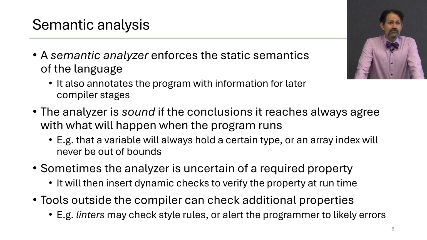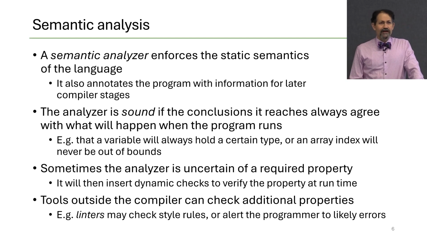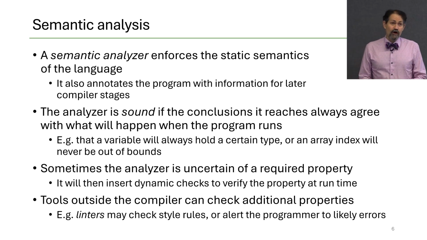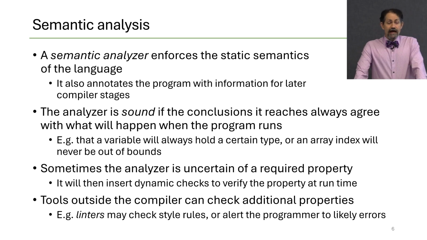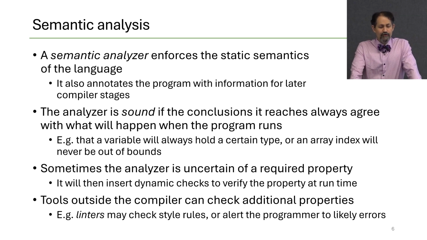Sometimes an analyzer will be uncertain of a required property. For example, as I said, it's pretty rare for semantic analyzers to be able to predict if an array index is out of bounds. And so then we'll insert dynamic checks to verify that the property is true at runtime. And it becomes part of the dynamic semantics of the language in that case. Tools outside the compiler can also check additional properties. For example, linters, or more generally static analyzers, might check style rules or alert the programmer to likely errors.